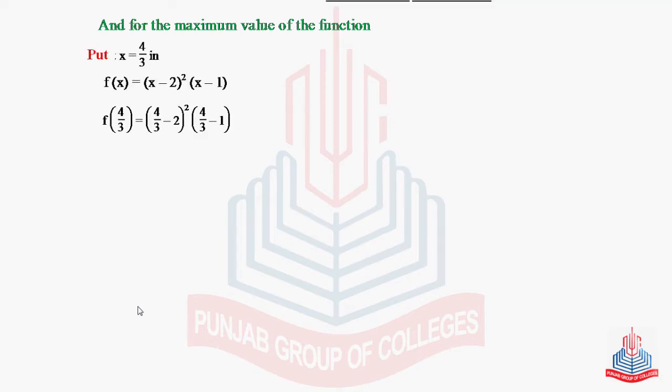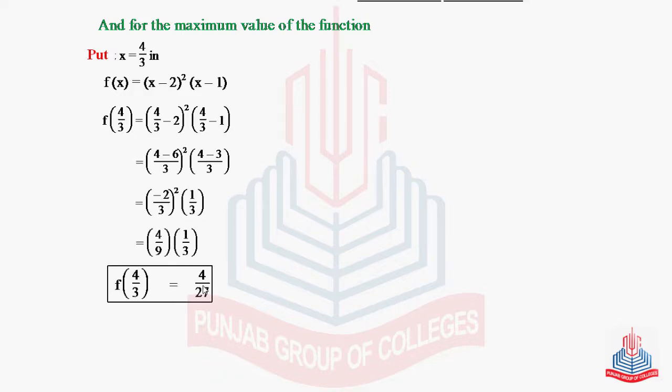To find that maximum value, we put x is equal to 4 by 3 in our given function. So f of 4 by 3, putting x is equal to 4 by 3, and by simplifying, that is 4 by 27, which is a maximum value of the given function. So we have one minimum value at x is equal to 2 and one maximum value at x is equal to 4 by 3.